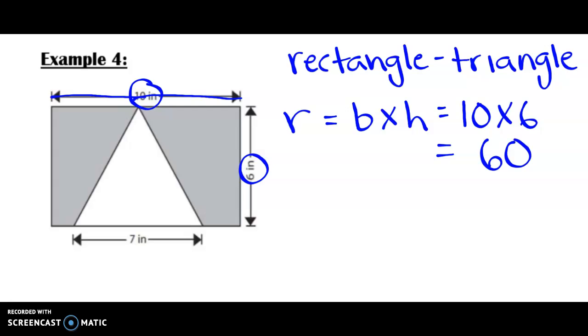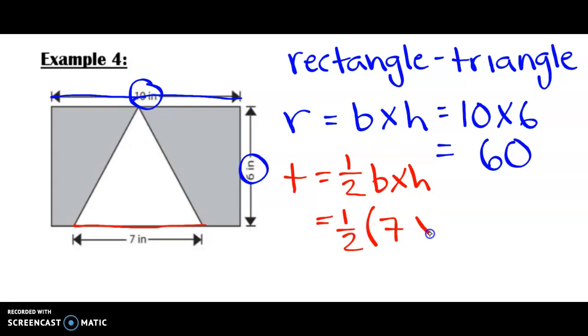For my triangle, my formula is 1/2 my base times my height. The base of this triangle is 7, so 1/2 7 times, if this is the height for the rectangle, because the triangle goes all the way up, that will also be the height of the triangle. So this height is also 6.